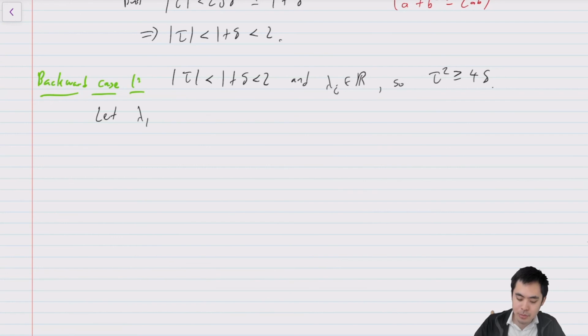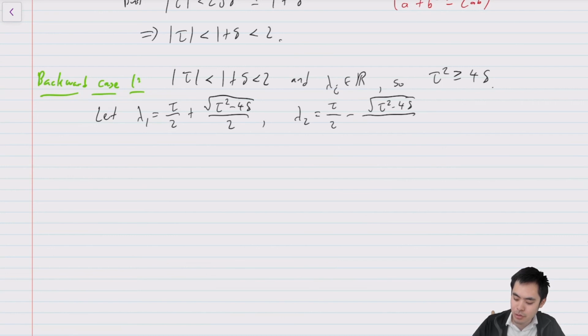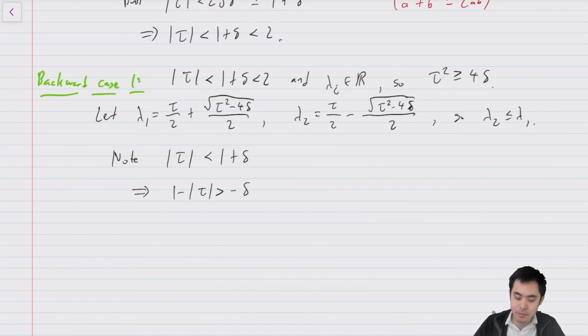So we're going to let λ1 be equal to τ/2 plus the square root of τ² - 4δ, over 2. And let's call λ2 equal to τ/2 minus the square root of τ² - 4δ, over 2. So λ2 is less than or equal to λ1. Well, note that the absolute value of τ is less than 1 + δ. We know that. And so if we rearrange this slightly, we get 1 - |τ| is greater than -δ.